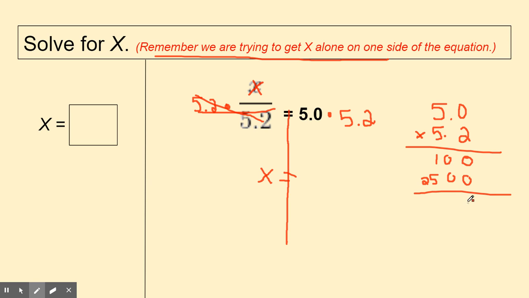Add them up. 0, 0, 6, 2. And we have 2 digits to the right of our decimals. So we're going to count in 1, 2. So x would equal 26. So we did the opposite of dividing by 5.2, which was to multiply by 5.2. We did it to the left side of the equation and to the right.